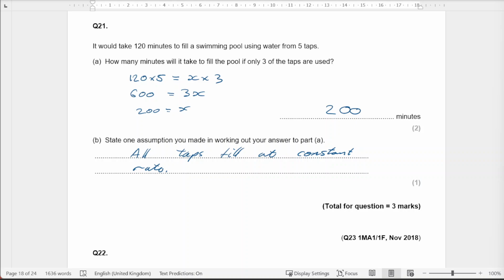It's a common one marker at the end of a direct or indirect proportion question. It could be men and building a wall, men and painting a fence, or well, people and painting a fence. That's a bit sexist of me. Anything like that. It's that they work at a constant rate. So taps work at a constant rate, people garden at a constant rate, that kind of thing. Right.